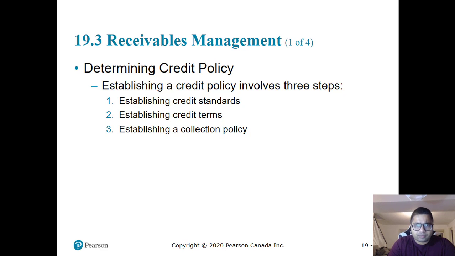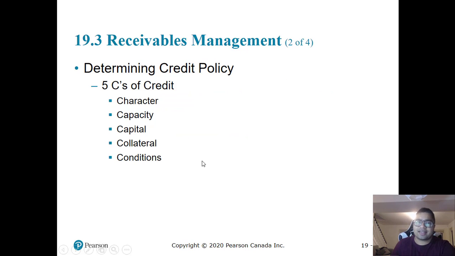Now, determining credit policy. Whenever you extend credit to your customers, that involves determining the credit policy in 3 steps. Establishing credit standards. So what are the terms on which you're going to lend, right? Establishing credit terms, and finally establishing a collection policy. So let's see what it entails.